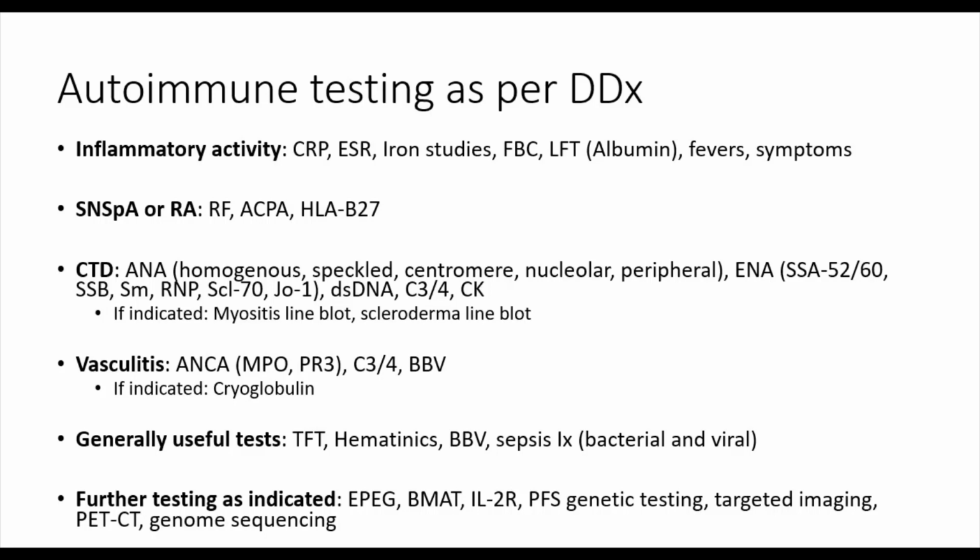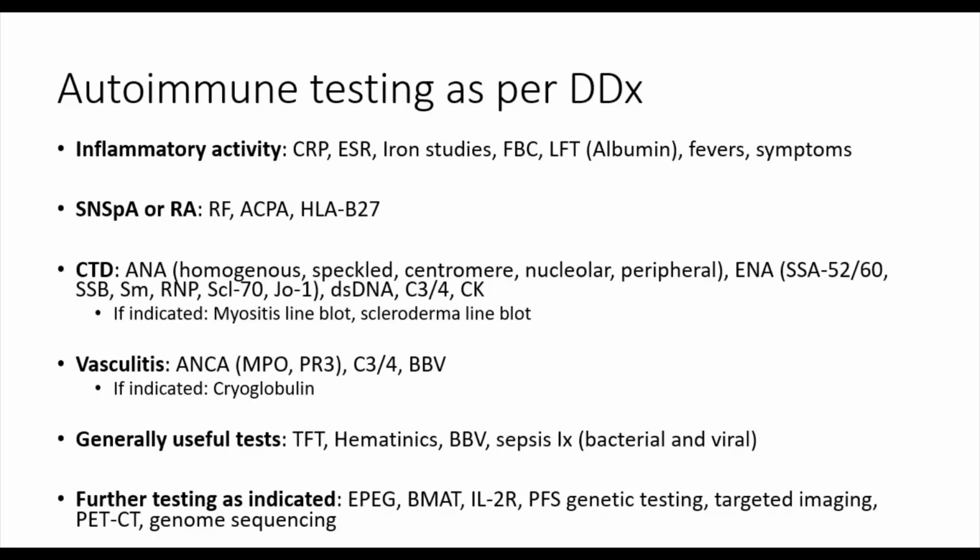Firstly, thyroid function tests can be very useful because hypothyroidism and thyrotoxicosis can present with sympathetic activation and fevers, which can mimic an underlying systemic inflammatory disease. Hematinics such as B12 and folate levels can also be useful, where a markedly elevated B12 level may be suggestive of an underlying malignancy, particularly of hematological origin.